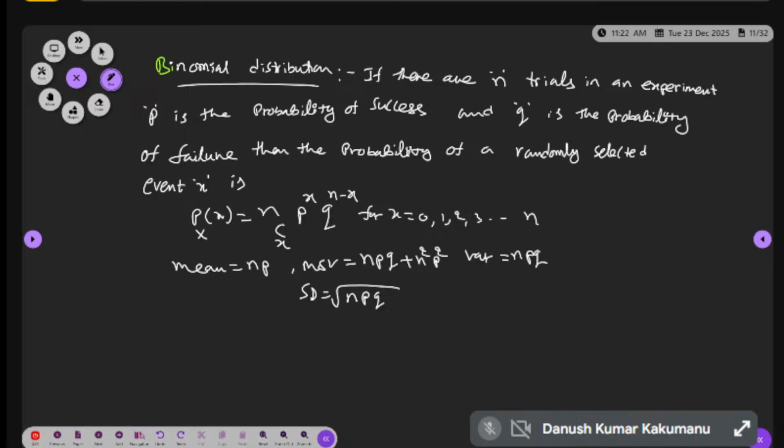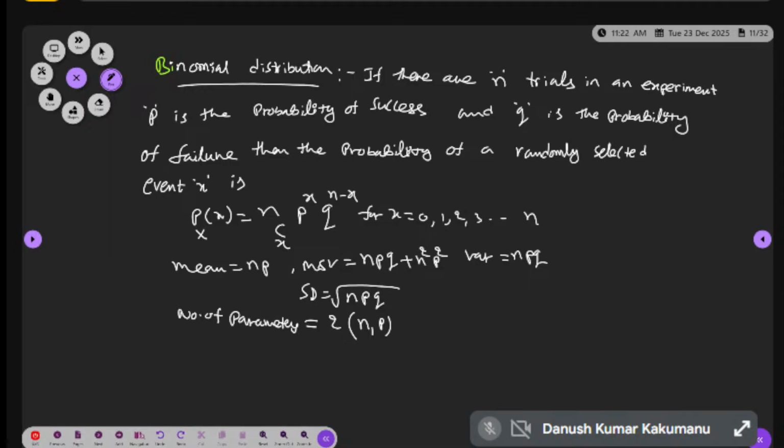You check your previous papers, you will find at least 2 questions from this direct formula. They ask the direct formula: what is the mean, mean squared value, variance, standard deviation. Is it clear to all of you? Then what is the next thing we have to write? Number of parameters. How many parameters here? 2 parameters, n and p only.